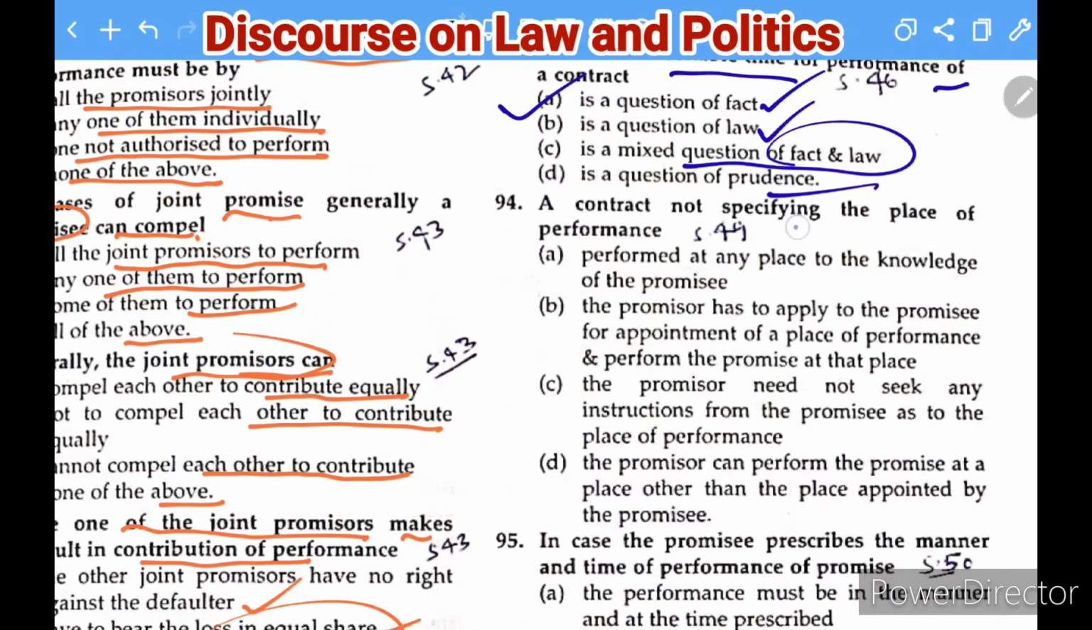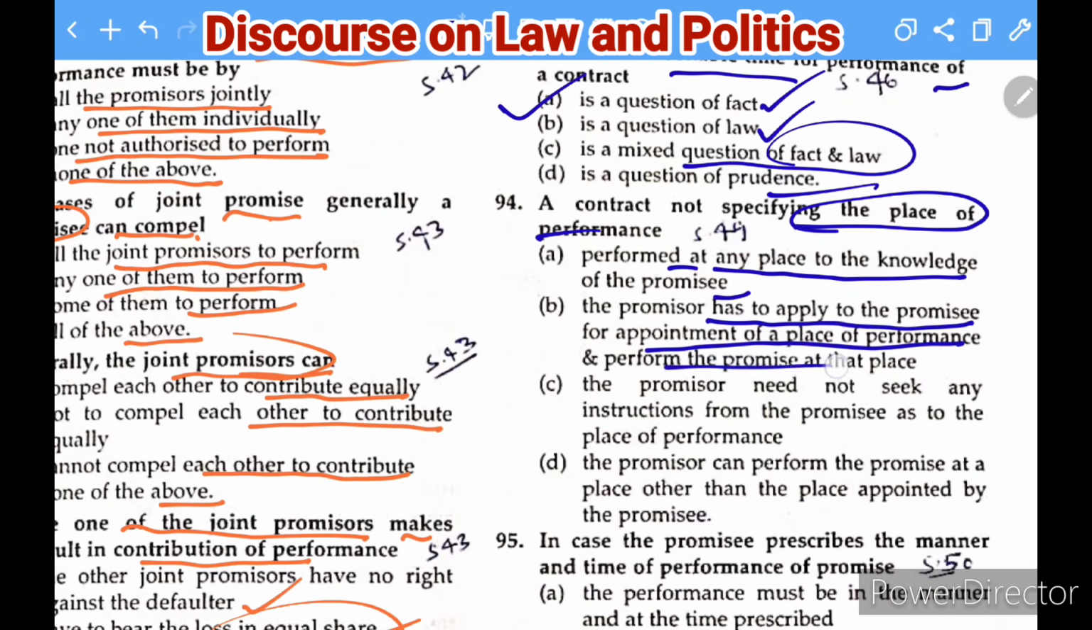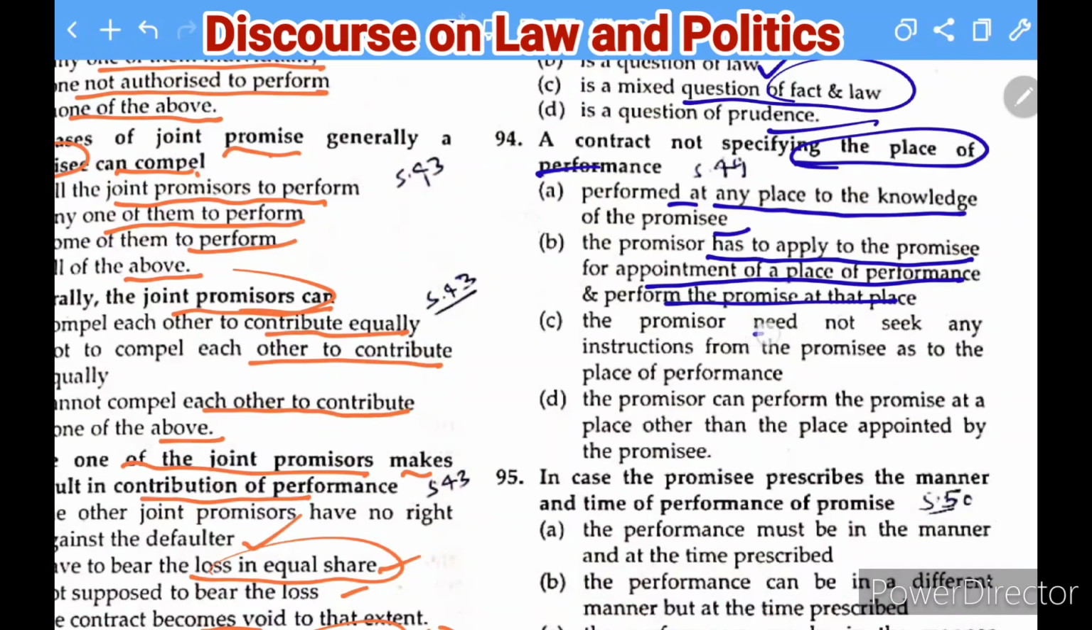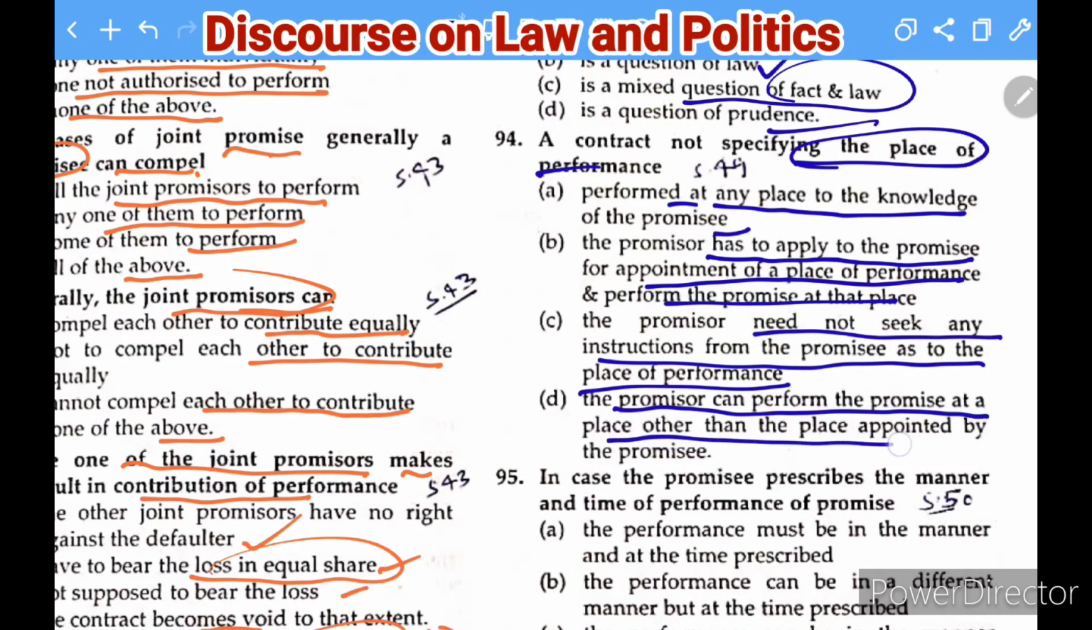A contract not specifying the place of performance. In that case, where should the contract be performed? Performed at any place to the knowledge of the promisee. The promisor has to apply to the promisee for appointment of the place of performance and perform at that place. The promisor need not seek any instruction from the promisee as to the place of performance. The fourth option, the promisor can perform the promise at a place other than the place appointed by the promisee. So where will he perform? Just give your answer here, waiting for a response.